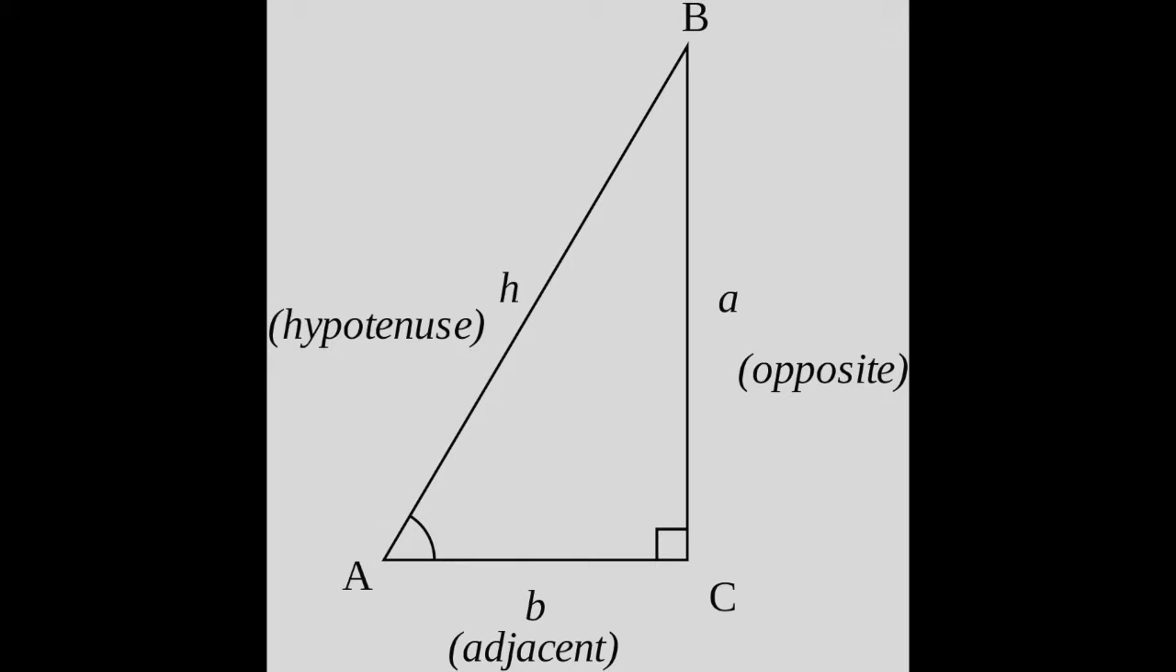The next thing we have to talk about are the sides of a triangle. The longest side of the triangle is called the hypotenuse. With this example, it's h. Now, A is the opposite side because it's opposite the angle A. B is the adjacent side because it's next to the angle A.